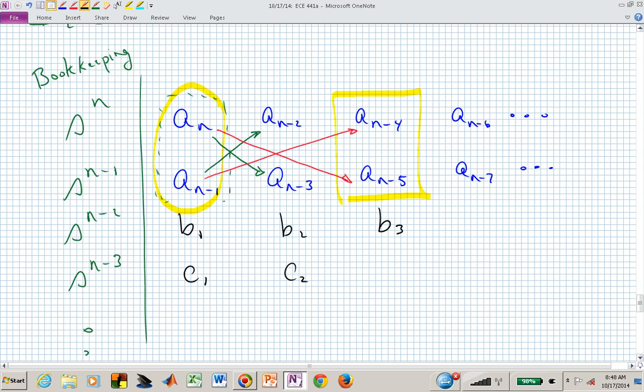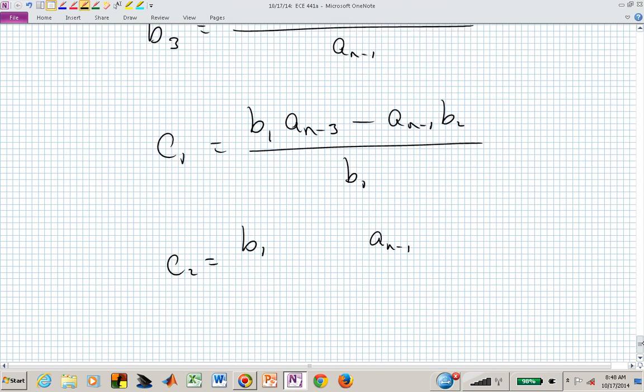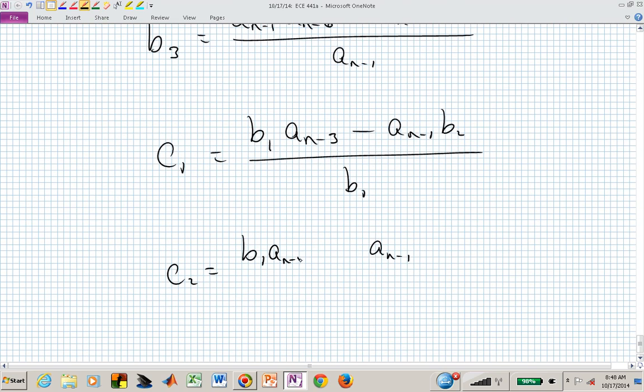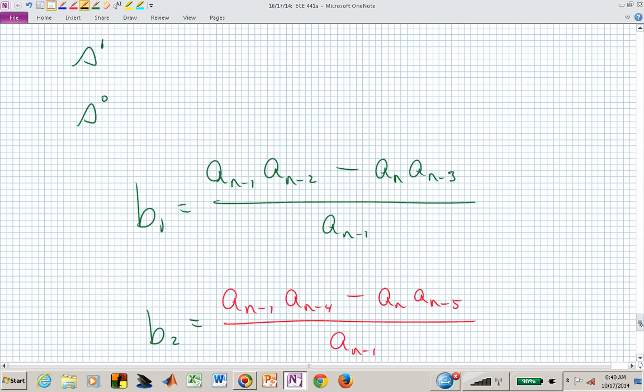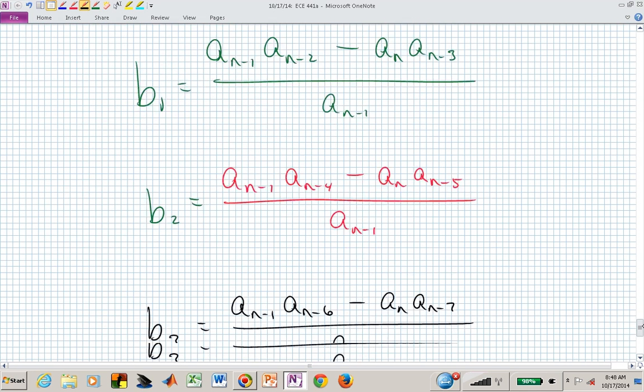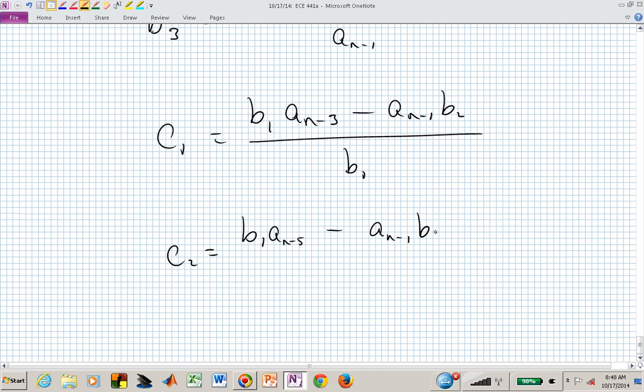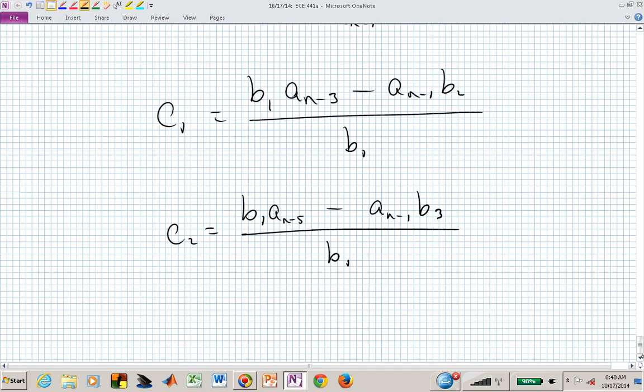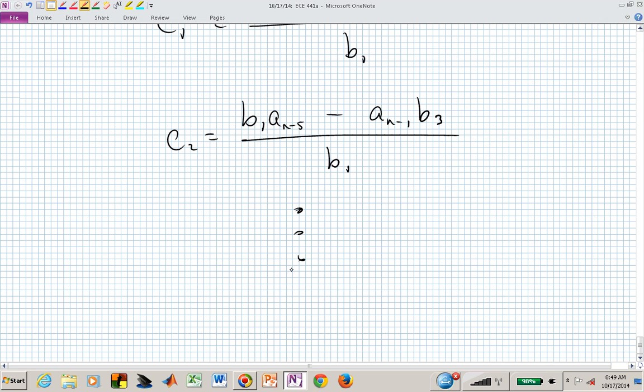We're using the column to the right of C sub 2. So that's now times A sub n minus 5 minus A sub n minus 1 times B sub 3 all over B1. And we just keep going and going. Is that making sense?